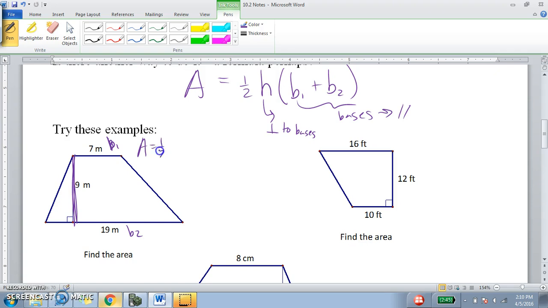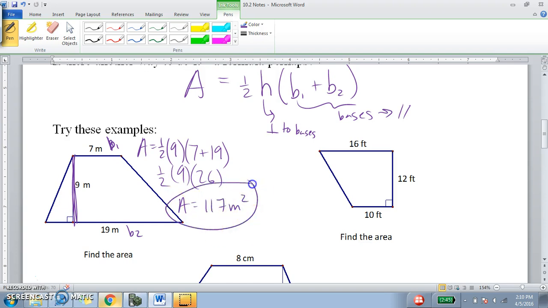So plugging all that in the formula, 1/2 times 9 times 7 plus, don't forget that this is a plus, it's not just multiplying everything together, we have to add the two bases together. So 7 plus 19 is 26, and then times 9 times 1/2. If we multiply all of that together, we get 117 meters squared. Remember to include your units.